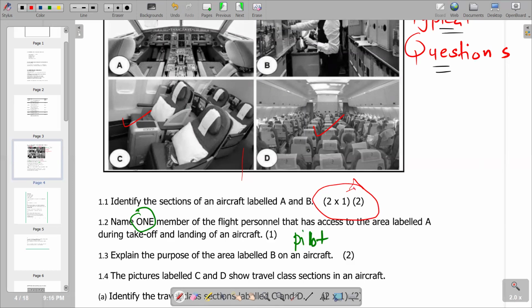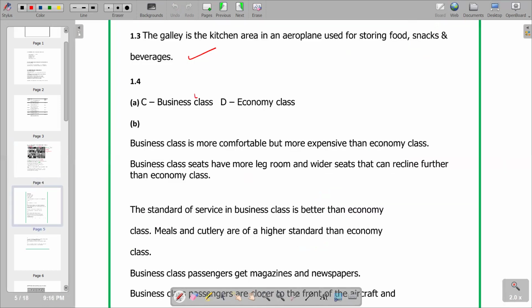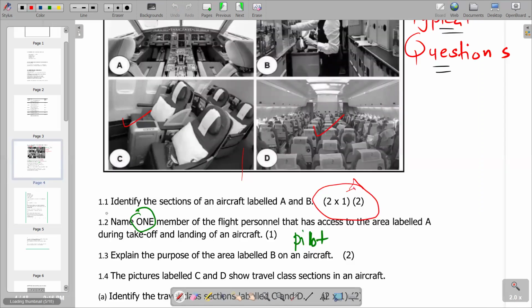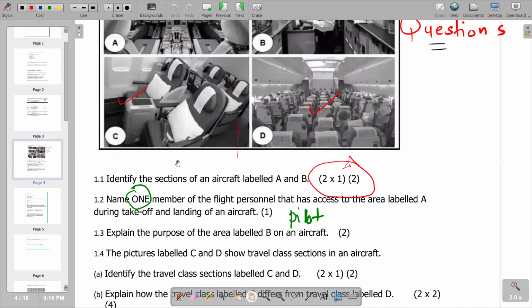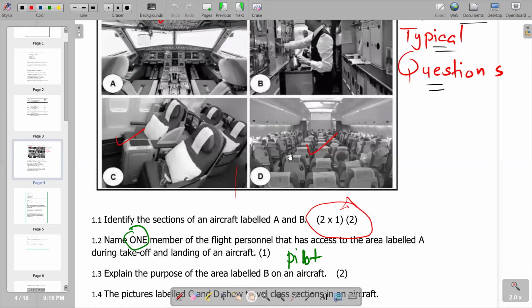So we can represent it here as C being the business class, and D being the economy class. So we go to the next part of our question, that is going to be B. Explain how the travel class level C differs from travel class level D. So basically, the question is, how do you differentiate C from D?